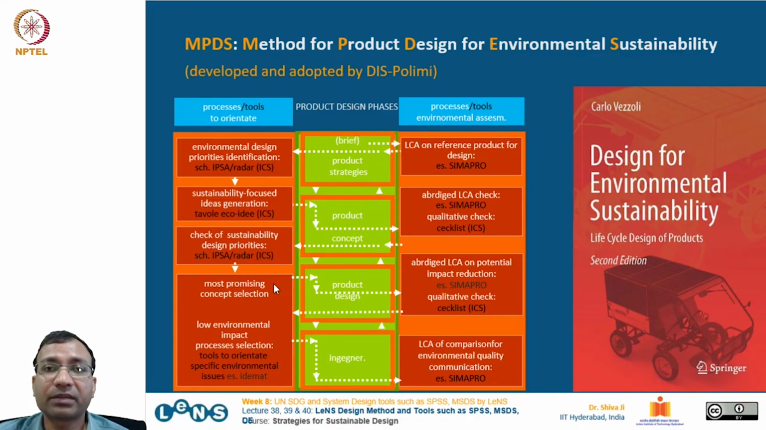Further from here you can go for the most promising concept selection. You can choose the best concept which seems relevant for the stage, and from here you can go for product design, and then again go for an average LCA analysis, impact reduction, etc., using these tools. And again you can go for low environmental impact process selection for manufacturing and fabrication, etc. So accordingly you can choose the tools and methods to undertake this exercise. And then further you can go for engineering the product, and LCA comparison for environmental quality communication. Lastly, you can conduct another check of its final impact.